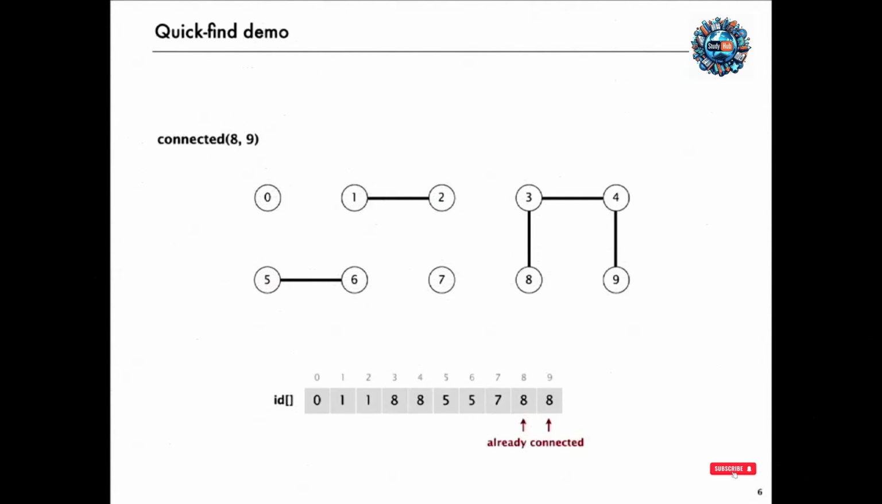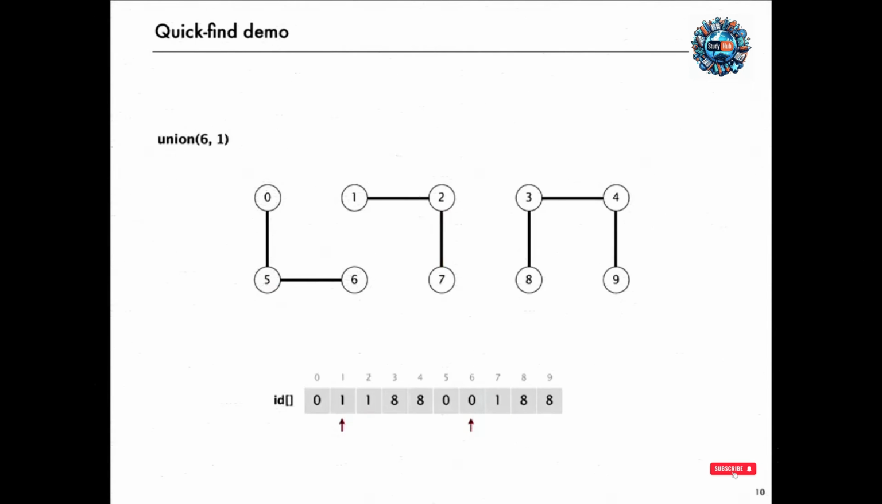8 and 9 are already connected. They have the same entries in the ID array, so that connected query, that find, says true, they're already connected. And 5 and 0 have different entries. They're not connected, so we'd return false in that case, not connected. And then if we want to connect 5 and 0, then as usual, we'll change the entries corresponding to both 5 and 6 to 0. 7 and 2, union 7 and 2, that's an easy one.